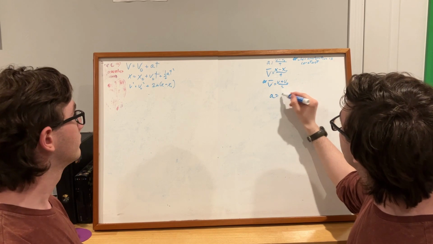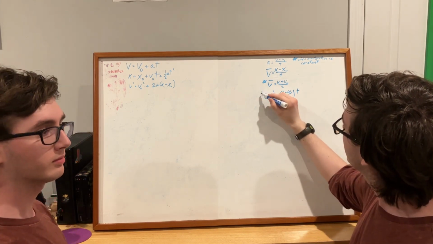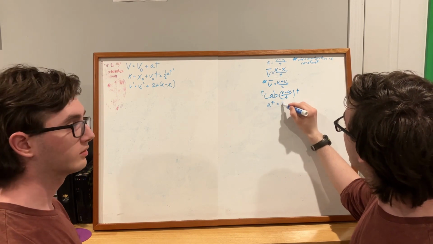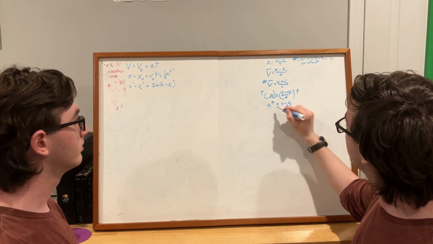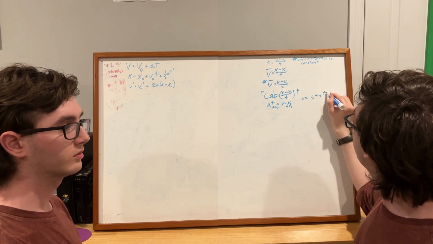So we have a is equal to v minus v sub 0 over t, multiply both sides by t. Get at is equal to v minus v sub 0, add v sub 0 to both sides, and we get v is equal to v sub 0 plus at.